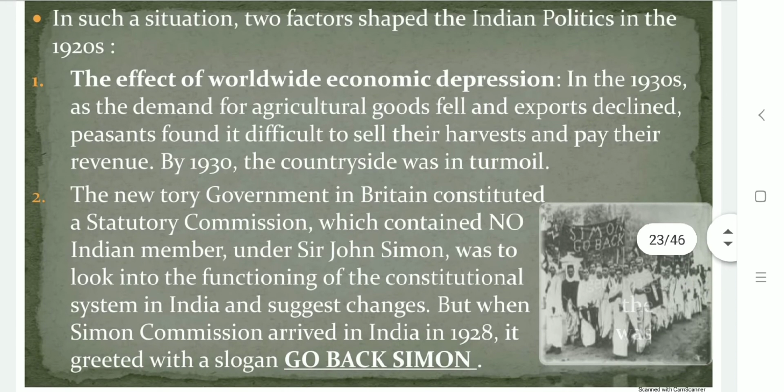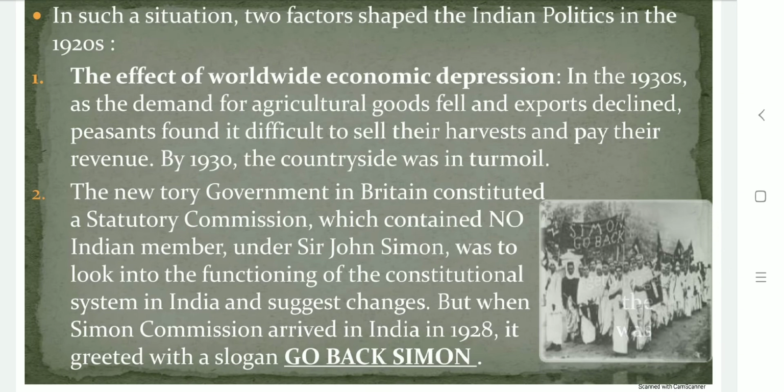And in Britain, there was a new government known as the Tory government. The Tory government constituted a statutory commission which is known as the Simon Commission because it was headed by Sir John Simon. But it contained no Indian members. The Simon Commission was coming to India to judge the capabilities of Indians, whether they were able to govern India within the direction of the British government.